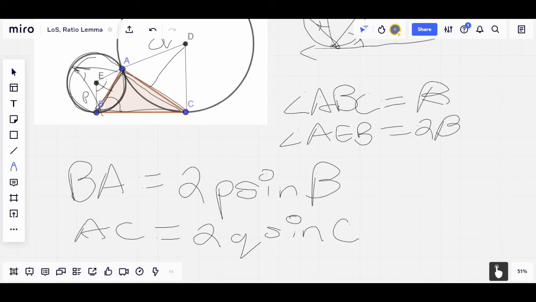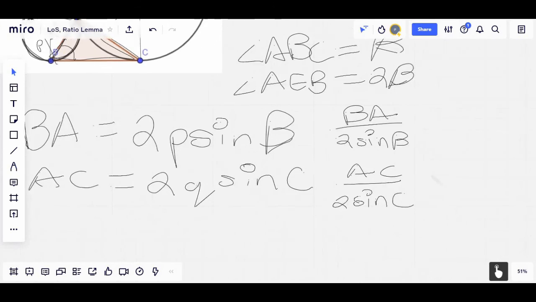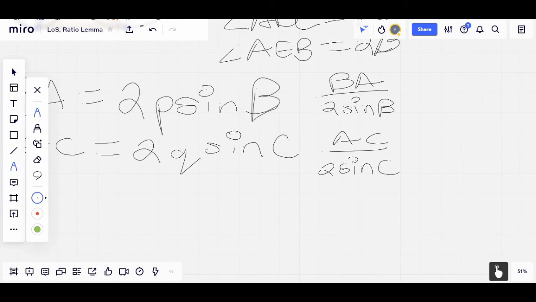Okay, so now we solve for P and Q. So we get that BA divided by 2 sine of B, or sorry, beta, my bad. You know what, let's just call it B, because we called the other one C. Now that'll make it confusing. Anyway, AC divided by 2 sine of C. Okay, so this equals P and this equals Q. All I did was divide out and solve for P and Q.